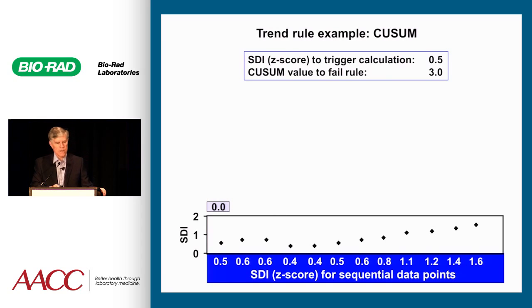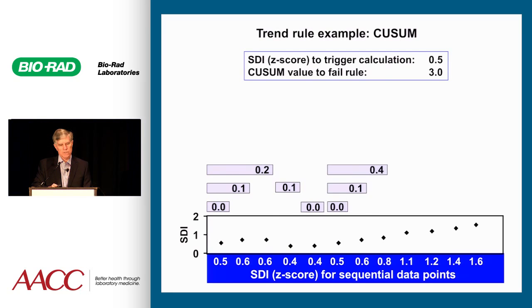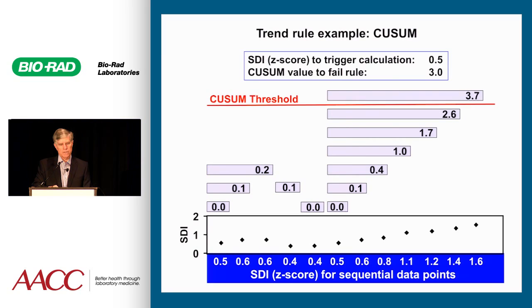So there's the first time we have a 0.5, and the calculation is you subtract the trigger value, so it's 0. Next time you take the value of the SDI, subtract the trigger value, add it on, it's 0.1, 0.2, etc. But now we no longer trigger, so we're starting to go back to 0. And at this point, we're starting to see our trend, and you can see how the values just accumulate. You add them onto each other until eventually you exceed whatever threshold you've established.